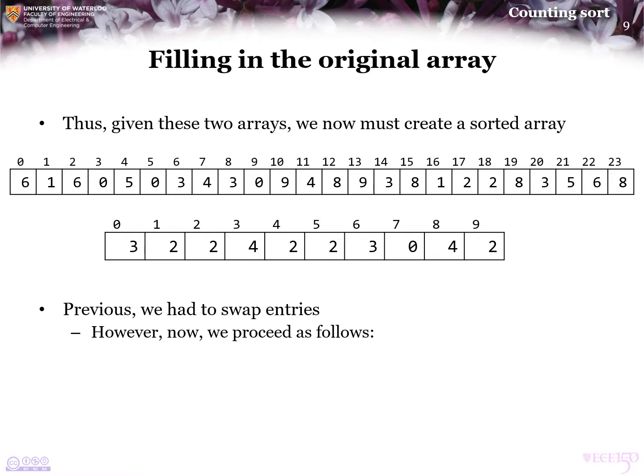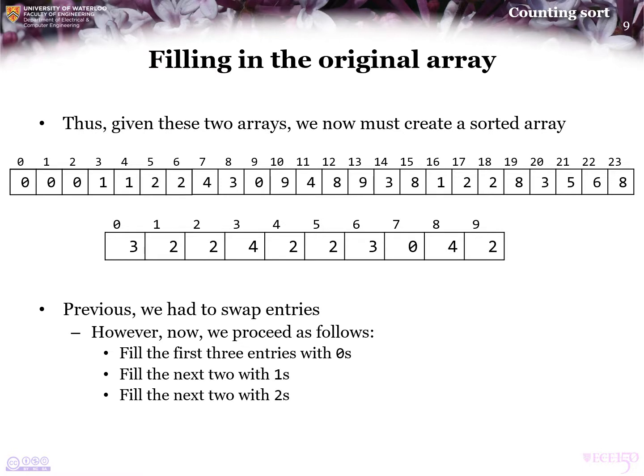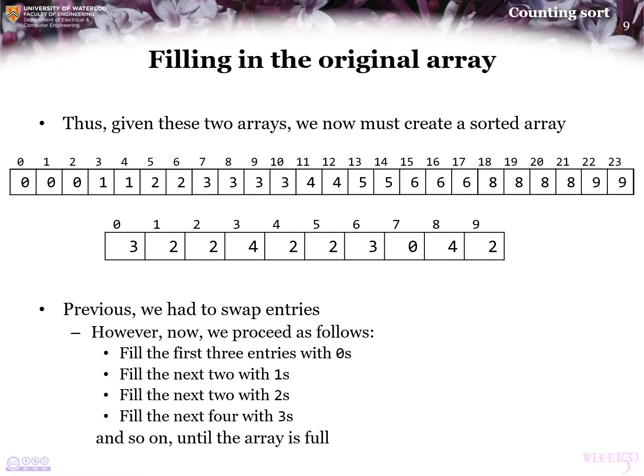Now, the first entry of the second array says that there are 3 zeros, so we will set the first 3 entries of the original array to 0. We don't care that there are more zeros there. The first 3 entries are 0. The next 2 entries will be set to 1. The next 2 entries will be set to 2. The next 4 entries will be set to 3, and so on and so forth, having 2 4s, 2 5s, 3 6s, no 7s, 4 8s, and 2 9s. We suddenly have a sorted array.